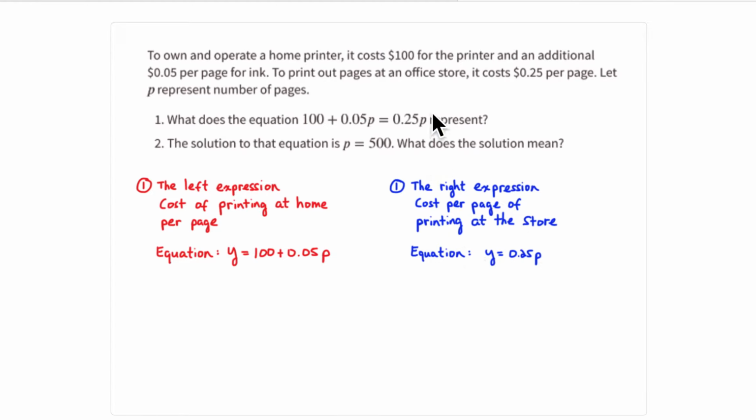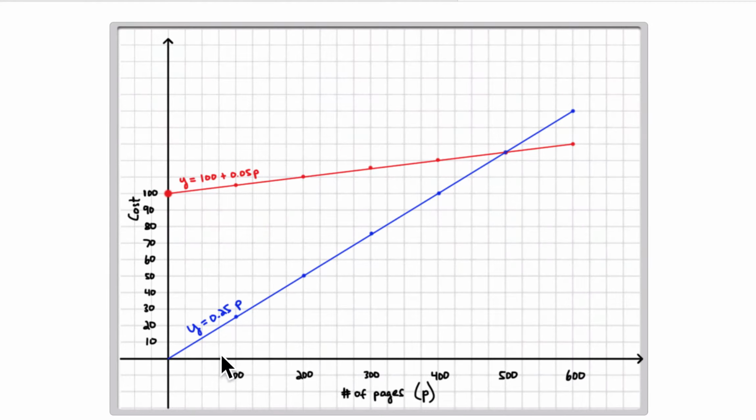So now we're going to take the right side and write a separate linear equation. So the cost is equal to 25 cents per page times the number of pages. That is a proportional relationship. If you don't go to the store to print any pages, it doesn't cost you any money. But if you print 100 pages, that costs you $25. So this is a slope of 25 hundredths. So for every 100 pages, it costs you $25. 100 pages, another $25. 100 pages, another $25. And that is a proportional relationship.